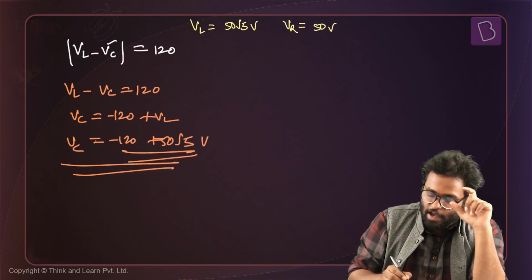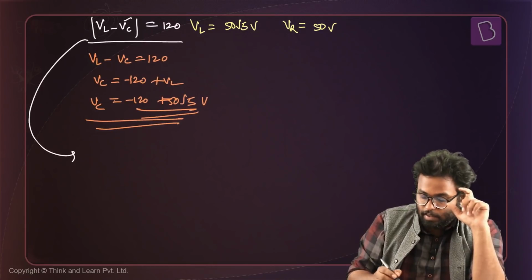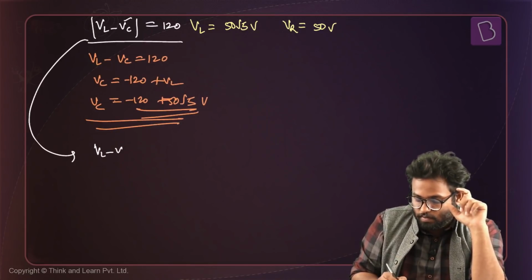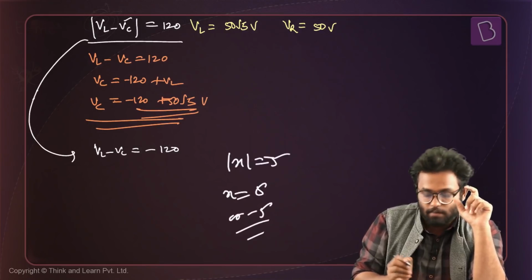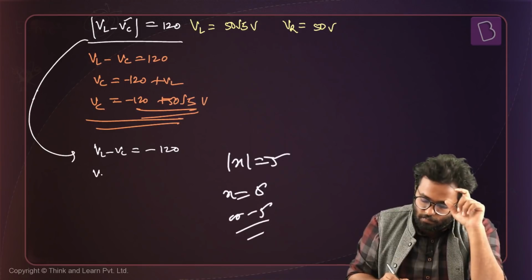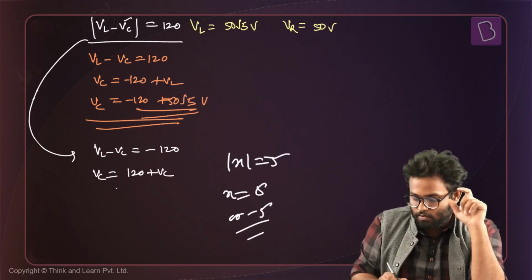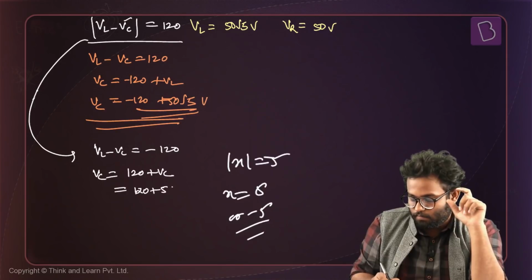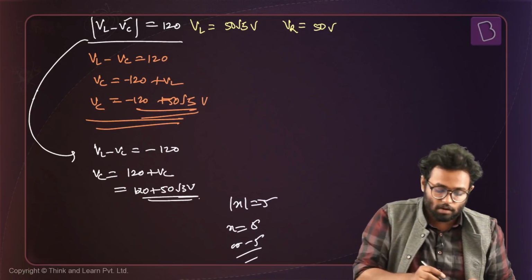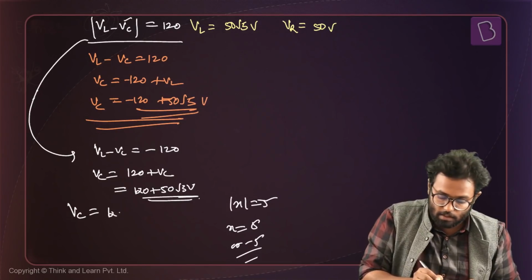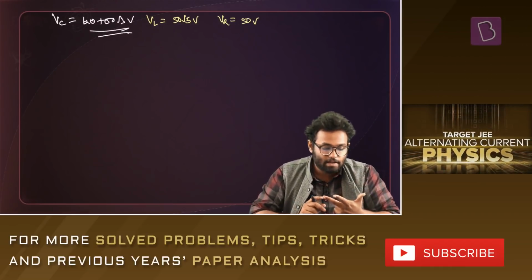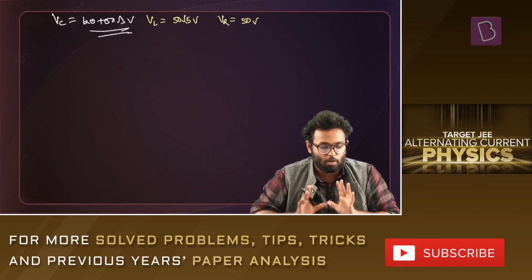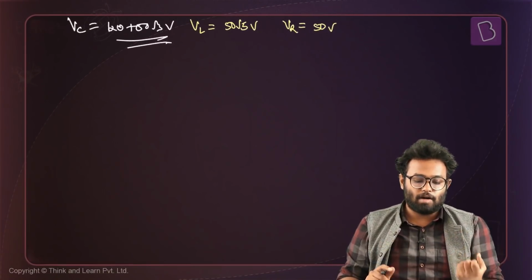The thing which is wrong is the way I opened this mod, right? I can also say that it is either this or VL minus VC is equal to minus 120. You know that when you have mod x equal to 5, it means that x can be either 5 or minus 5 as well. So when I do that, I get the value of VC equal to 120 plus VL, which is 120 plus 50 root 3 volts. So I found VL, VR and VC, and I see that option A is the correct option, option B is wrong. Now I have to find the power factor of the circuit.